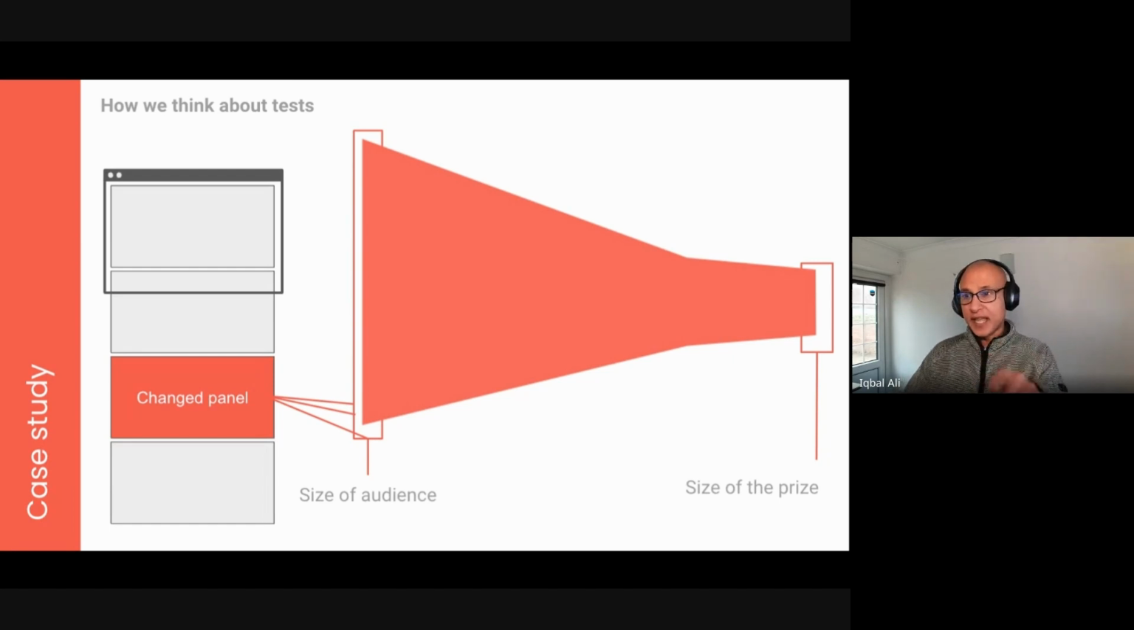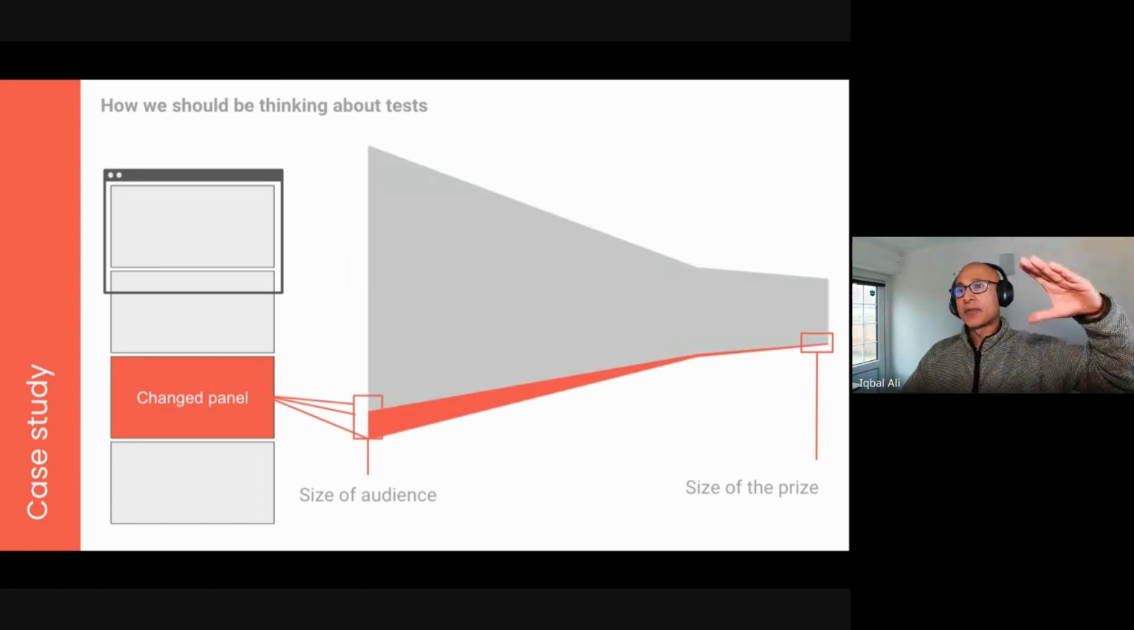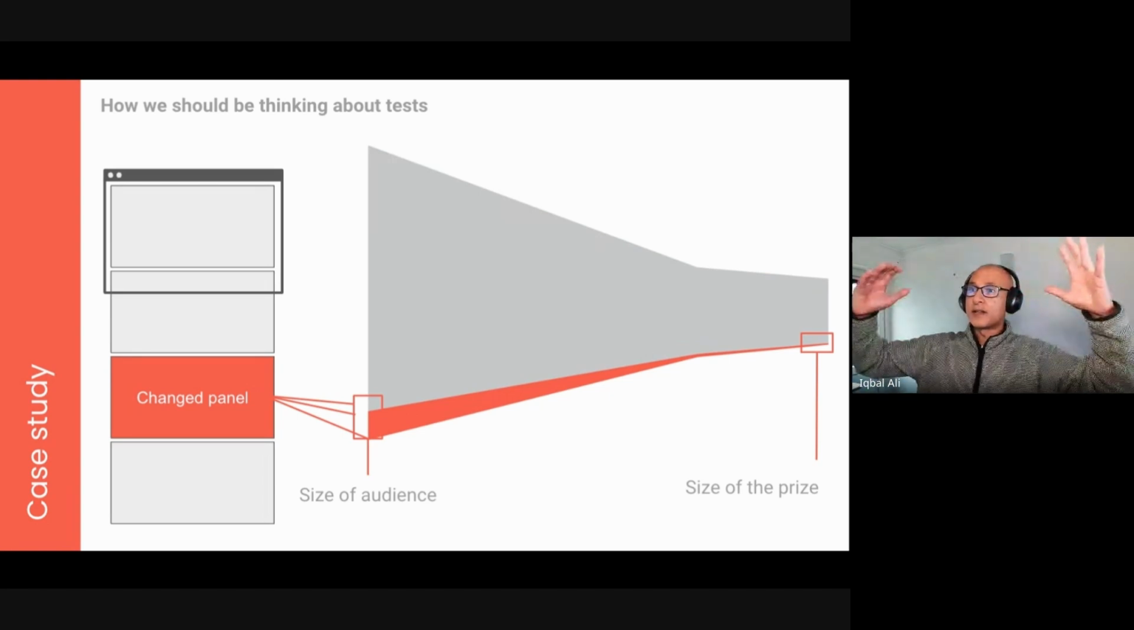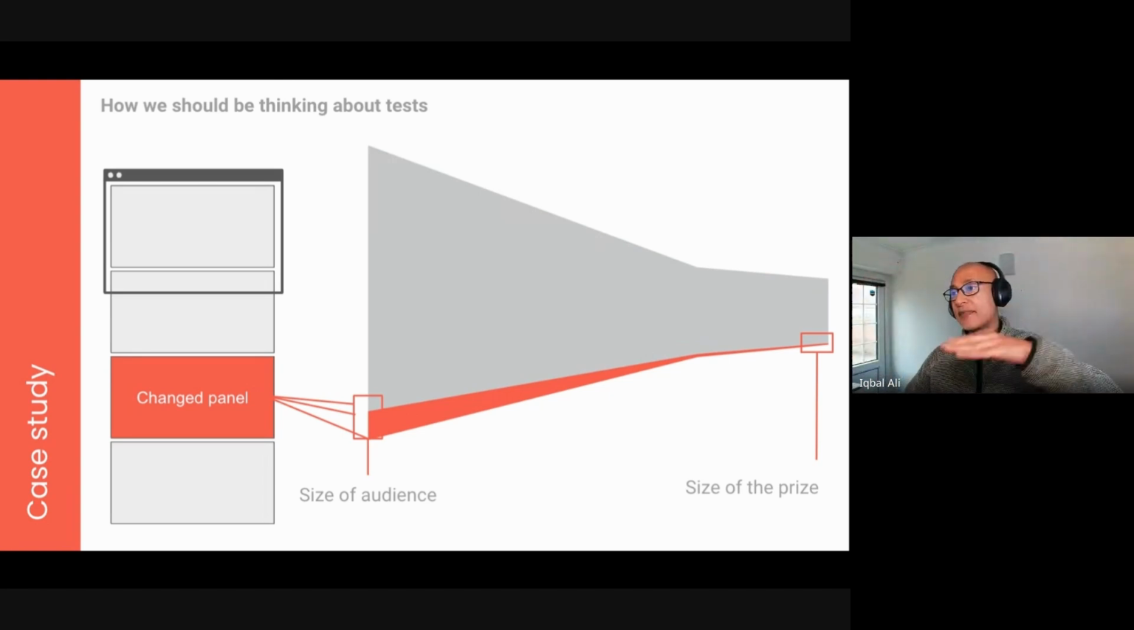So this is what people think about when you think of A/B testing. Imagine you've got a test on the third panel, scrolling down from a desktop. You might think, oh, yeah, it's the size of the audience, the size of the prize. That's your full funnel. But in actual fact, the number of people who scroll to that point could be a very small size in terms of the total amount onto that page, and that would equal a very much smaller size of the prize.